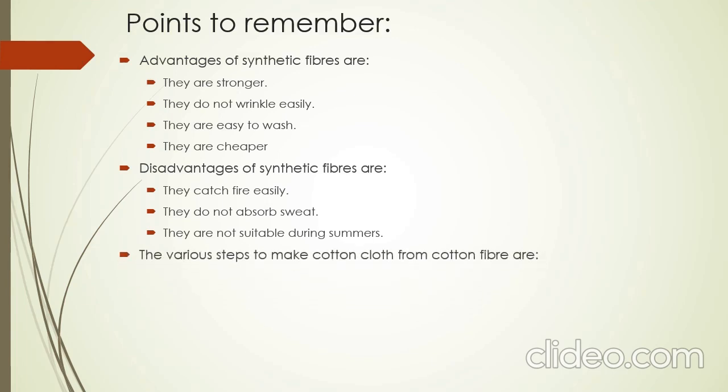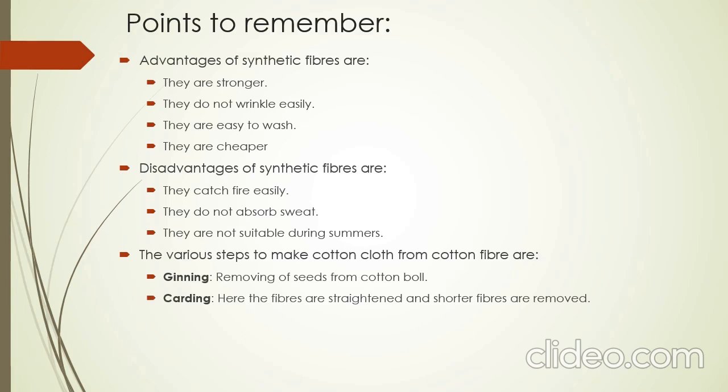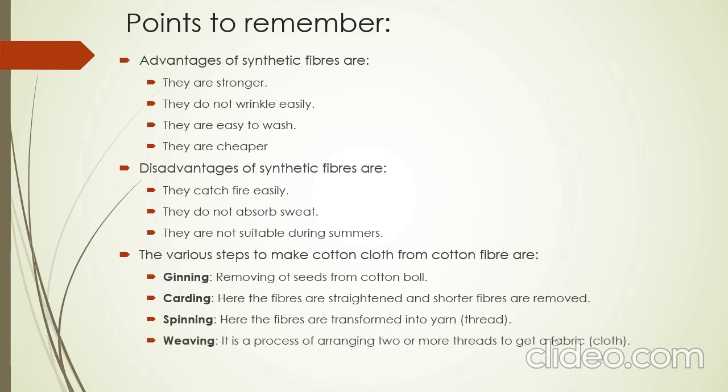The various steps to make cotton cloth from cotton fibers are: ginning. It means removing of seeds from cotton ball. Carding. In this process, the fibers are straightened and shorter fibers are removed. Spinning. Here the fibers are transformed into yarn, nothing but thread. Weaving. It is a process of arranging 2 or more threads to get a fabric or a cloth.